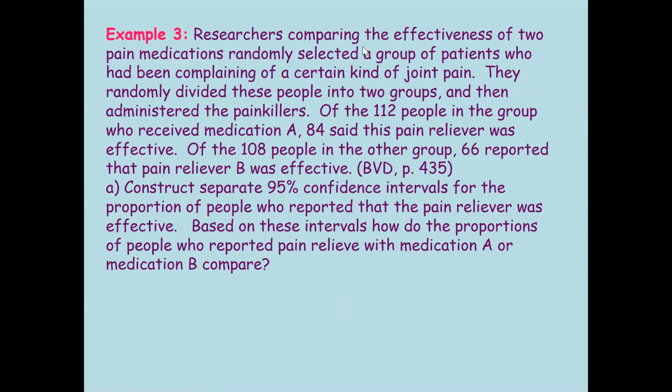So researchers comparing the effectiveness of 2 pain medications randomly selected a group of patients who had been complaining of a certain kind of joint pain. They randomly divided these people into 2 groups and then administered the painkillers. Of the 112 people in the group who received medication A, 84 said this pain reliever was effective. Of the 108 people in the other group, 66 reported that pain reliever B was effective. Construct separate 95% confidence intervals for the proportion of people who reported that the pain reliever was effective. Based on these intervals, how do the proportions of people who reported pain relief with medication A or medication B compare?